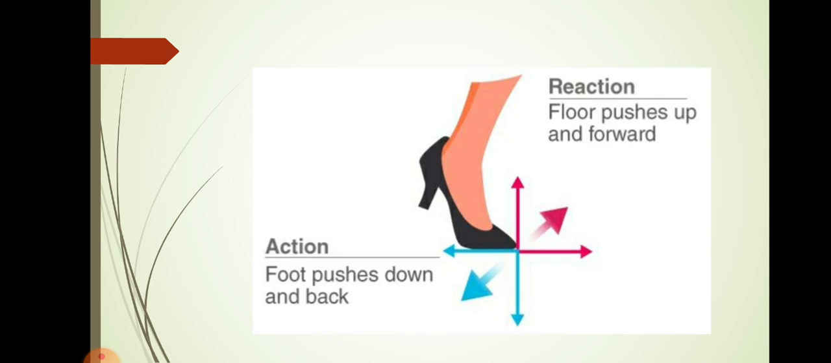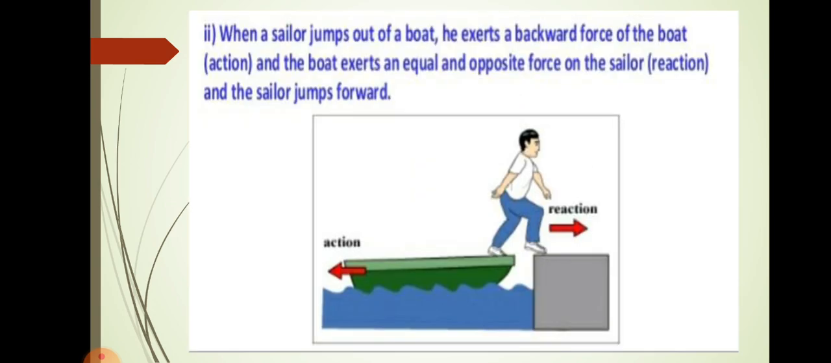Next, motion of a human being on the ground. When a man pushes back his foot against the ground by a force, that is the action, the ground exerts an equal and opposite force R on his foot, that is the reaction. So the horizontal component of the reaction force R causes the man to move forward. Okay, so action and reaction act in pairs.